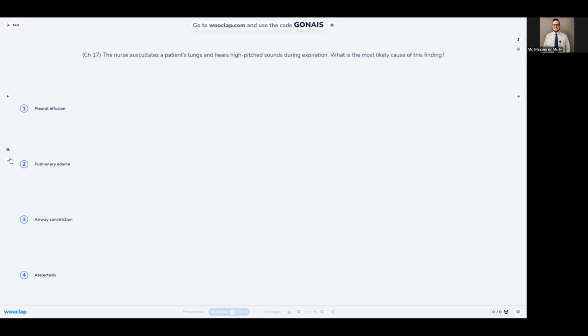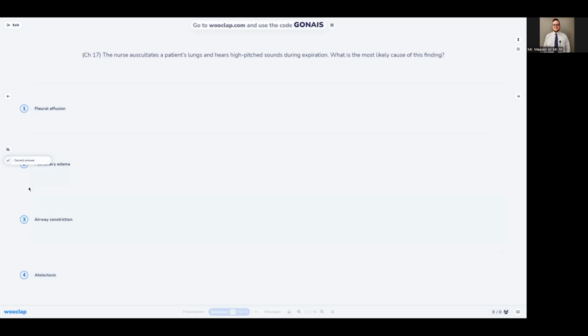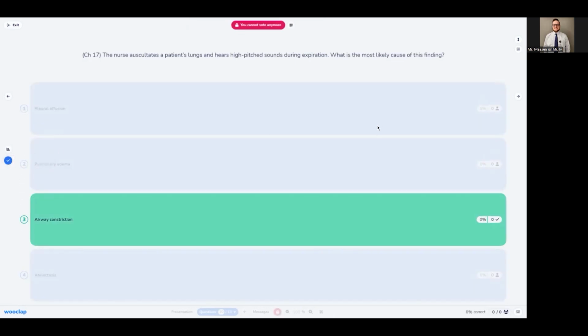All right. If you answered number 3, you're correct. Airway obstruction. So this is wheezing, like chronic bronchitis, acute bronchitis, asthma. Basically airways become smaller, so they're obstructed. Pleural effusion would probably be that friction rub sound. Pulmonary edema could be crackles, probably coarse. Atelectasis would possibly be the rhonchi.